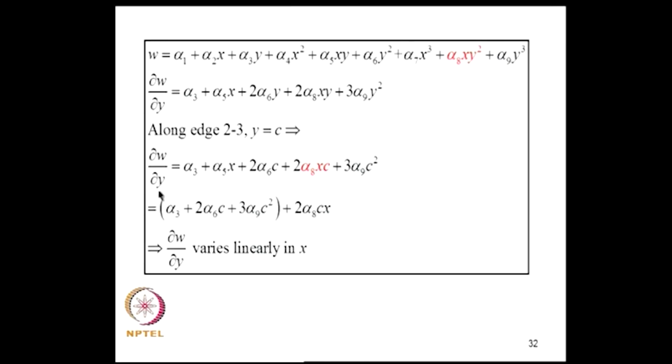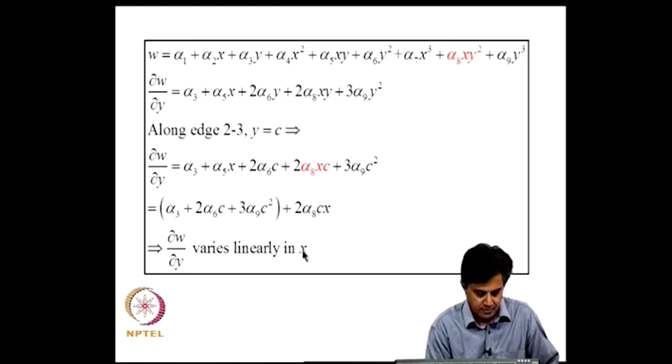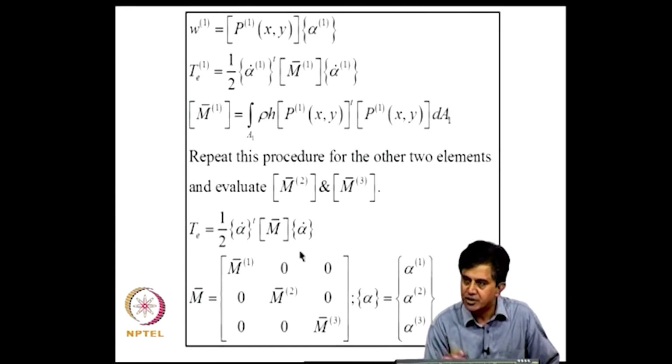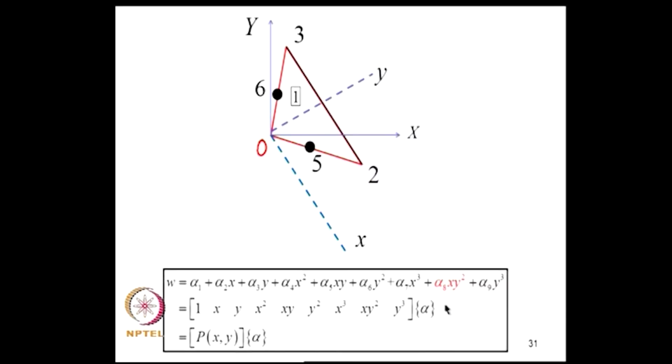I am looking at the normal slope to the edge. So I get this as a linear function. So dou w by dou y varies linearly in x. That ensures that the continuity conditions on normal slope will be satisfied. In a linear function there will be 2 unknowns and we have 2 nodes, so that will depend on that. So it is quite satisfying. That is the reason why we are taking the function in this form. The strategy is to ensure that the normal slope varies linearly along the edge, which enables us to achieve conformity.